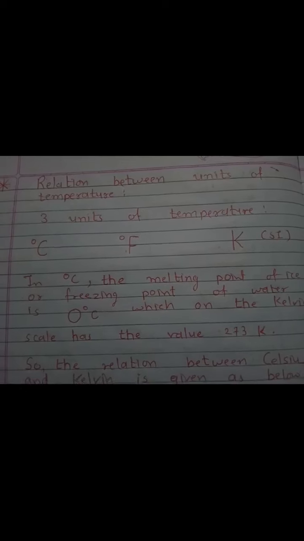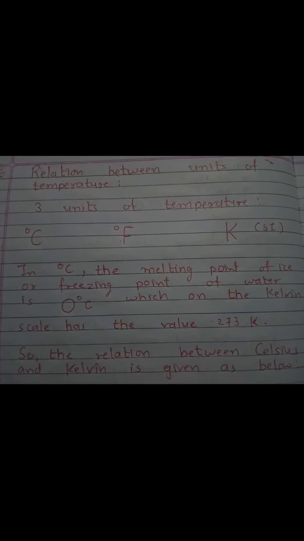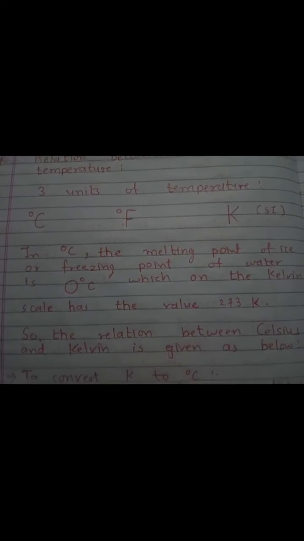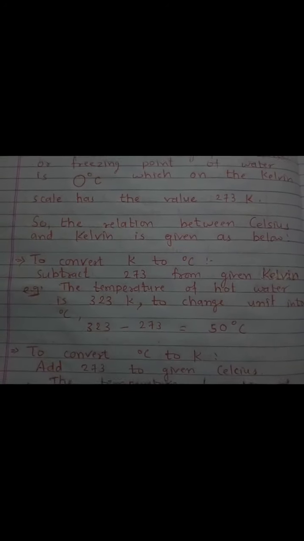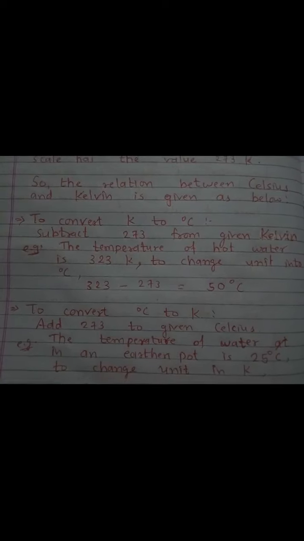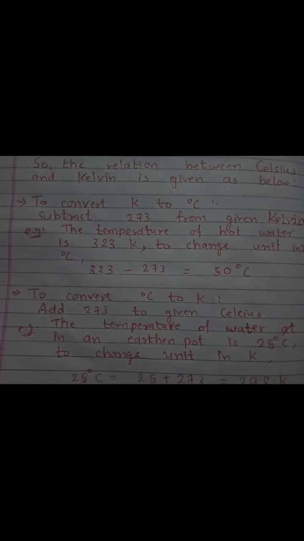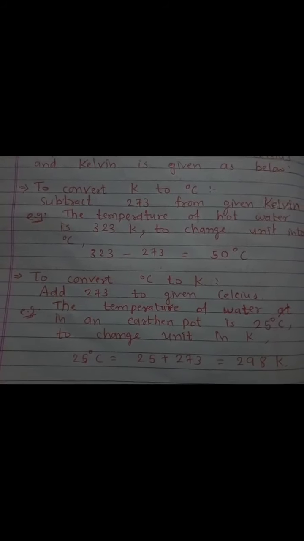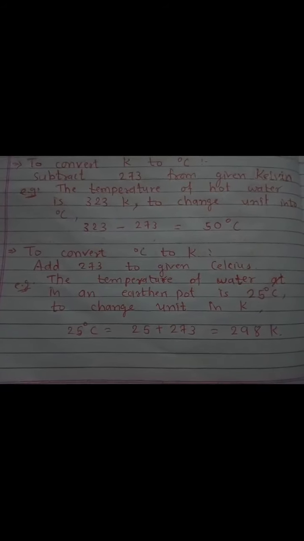In this topic, you studied that temperature is measured in three different units, and the interconversion of degree Celsius to Kelvin and Kelvin to degree Celsius. In the process of interchanging the units, in one case you have to subtract 273, and in the other case you have to add 273.